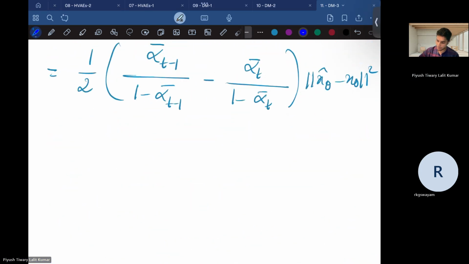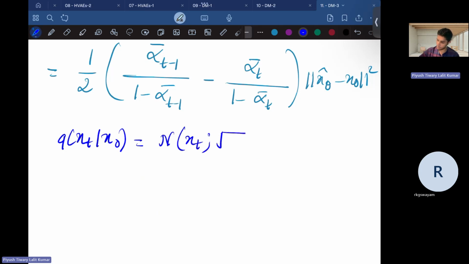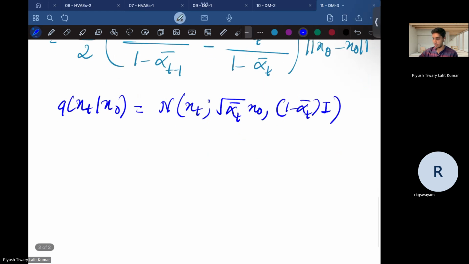Okay, let's remember what this thing is. Q of xt given x naught. What was this? This thing was a Gaussian distribution, right? The mean was square root of alpha t bar x naught, and the variance was 1 minus alpha t bar I, right? This is something that we did last time as well.